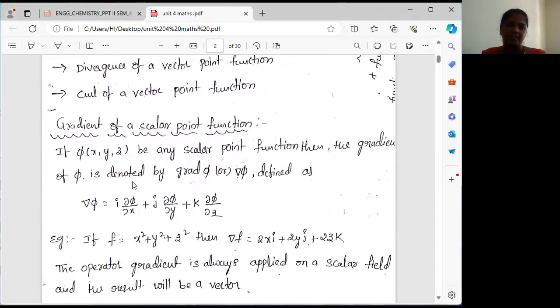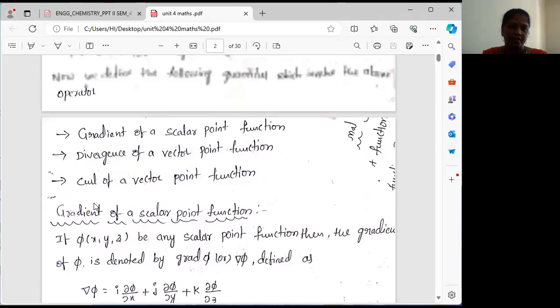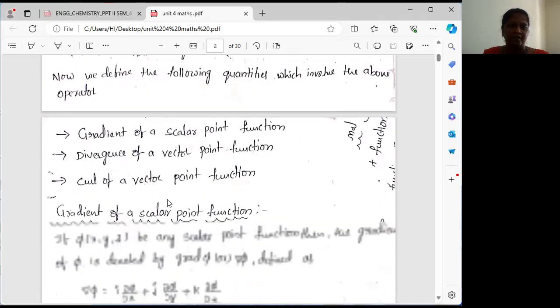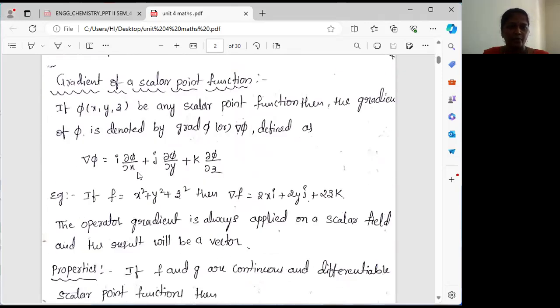If phi(x, y, z) is any scalar point function, then the gradient of phi is denoted by grad phi or del phi, defined as del phi, where del equals i into dou by dou x plus j into dou by dou y plus k into dou by dou z, applied to the scalar point function phi. So del phi equals i dou phi by dou x plus j dou phi by dou y plus k dou phi by dou z.